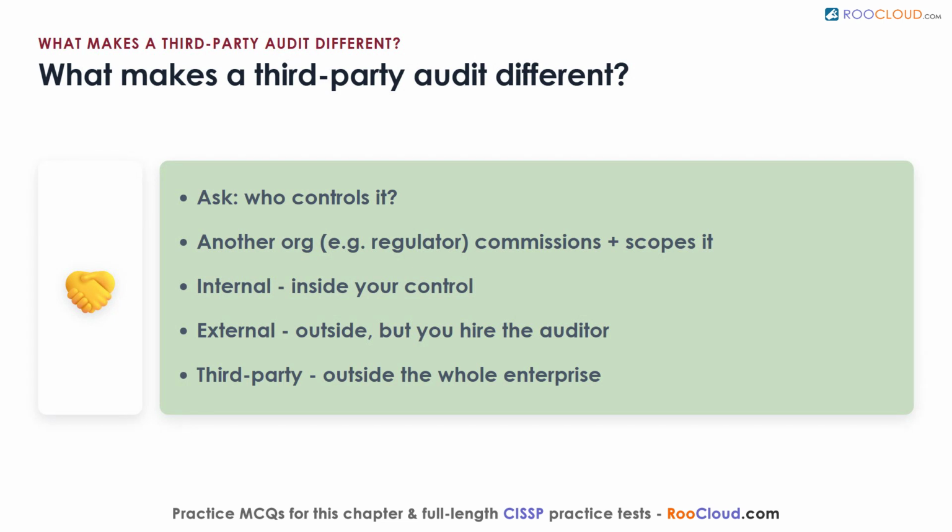Now line up the three by control. Internal audits are inside your control. External audits are outside your control, but you still hire the auditor. Third-party audits are outside the whole enterprise's control, driven by an outsider.